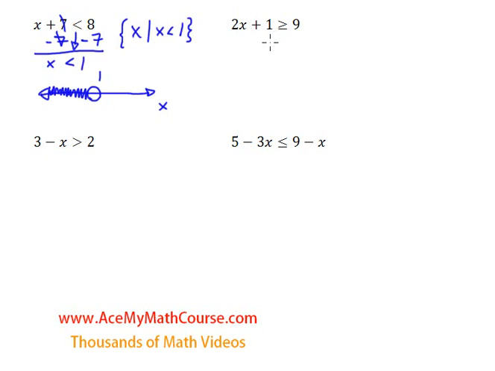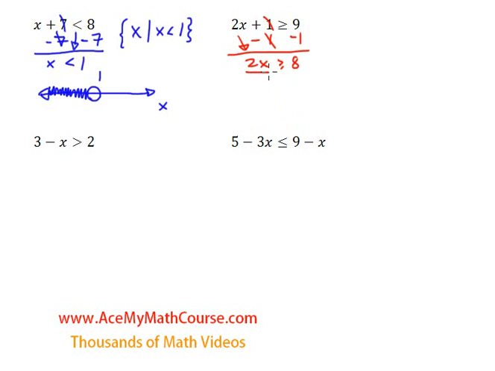Okay, how about 2x plus 1 is greater or equal to 9? This little line here means that it can be equal as well, so greater or equal to 9. Let's start by subtracting 1 from both sides of the inequality. 1 minus 1 is 0. I can bring down the 2x. I don't need to write the 0. 2x is greater or equal to 9 minus 1, 8.